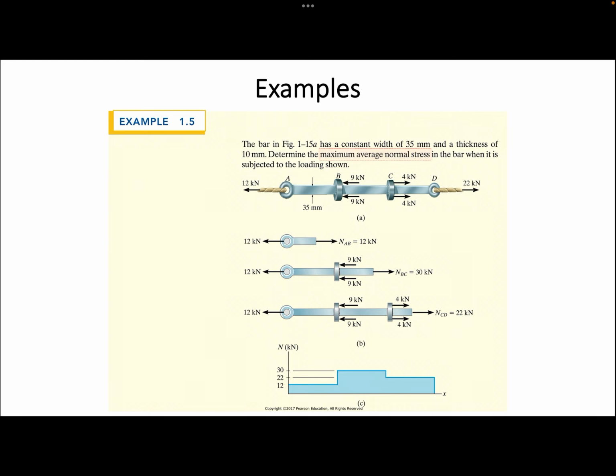As to the first task, we already know that we need to find the resultant internal normal force in each segment. Of course, for that we should use the method of section. For example, to find the normal force within segment AB, we should cut through segment AB and then plot the free body diagram for either the left or the right segment of the entire bar.